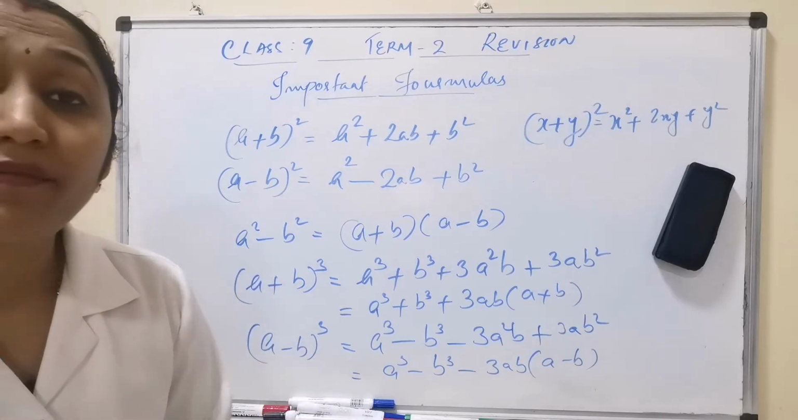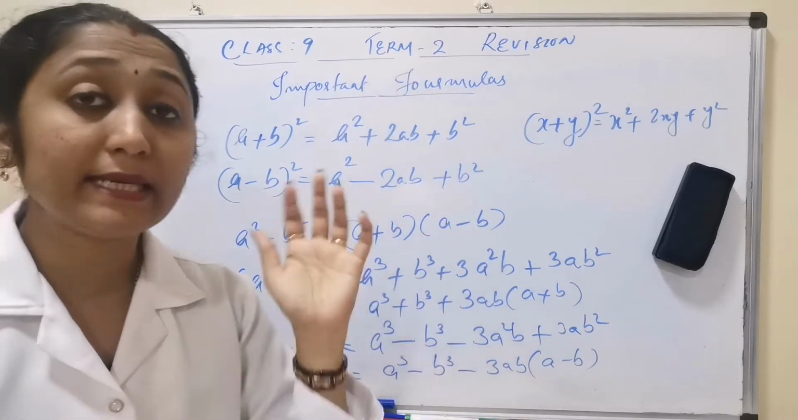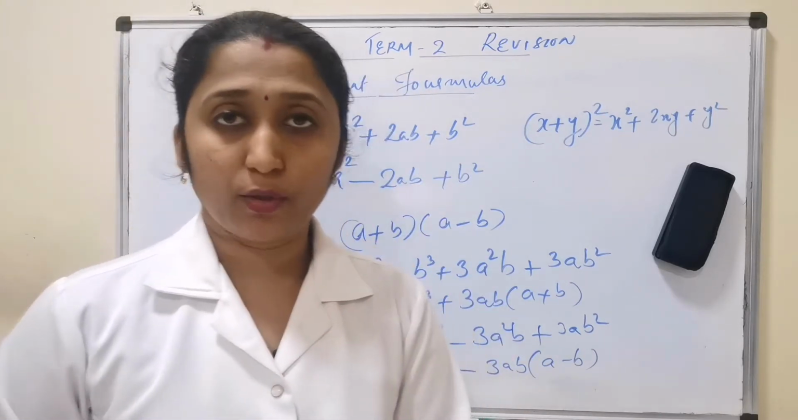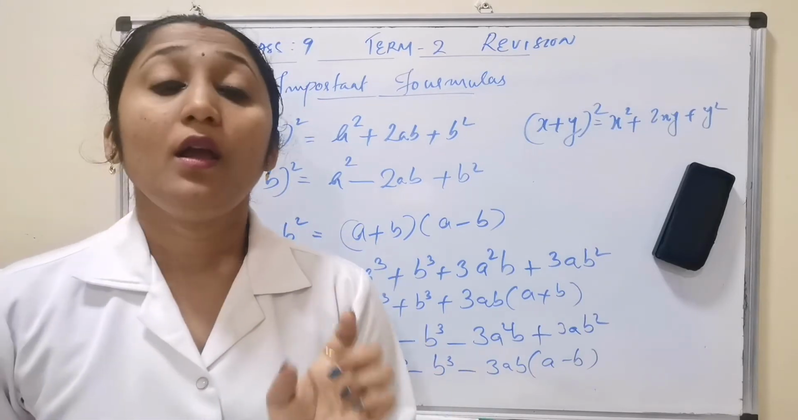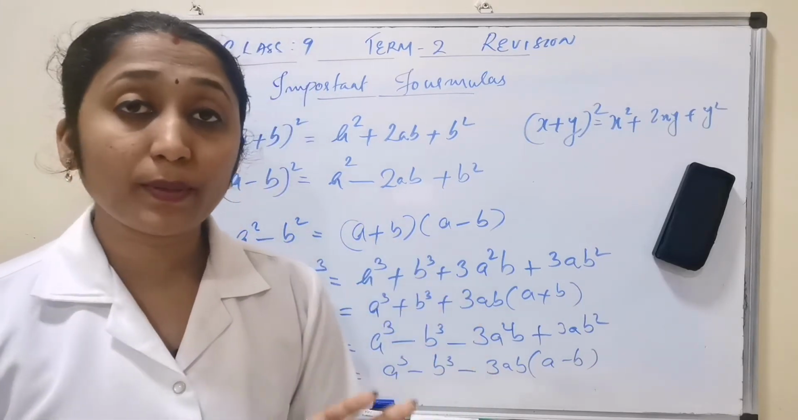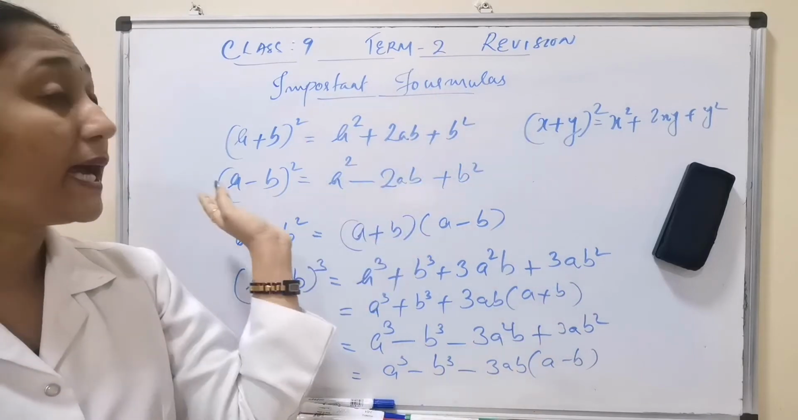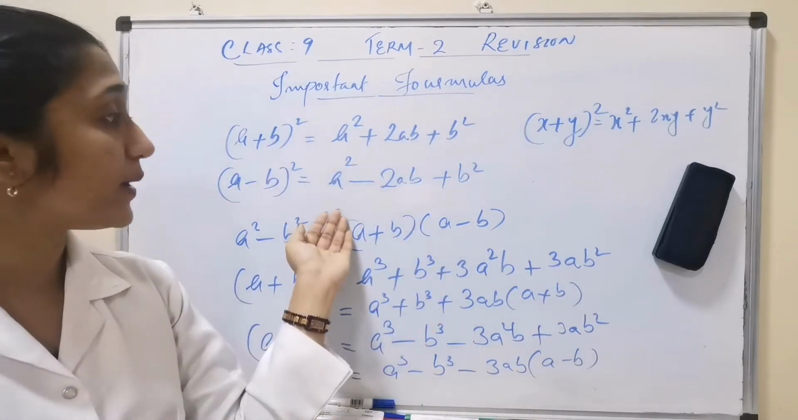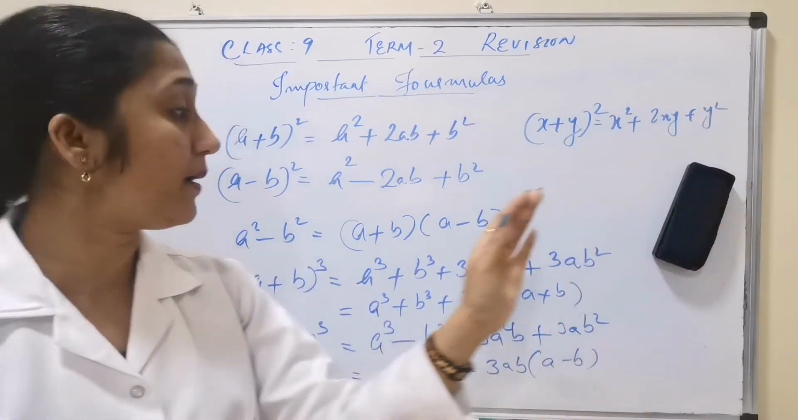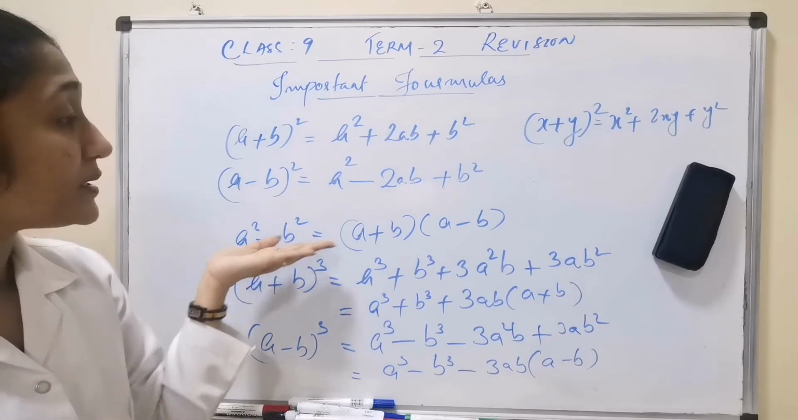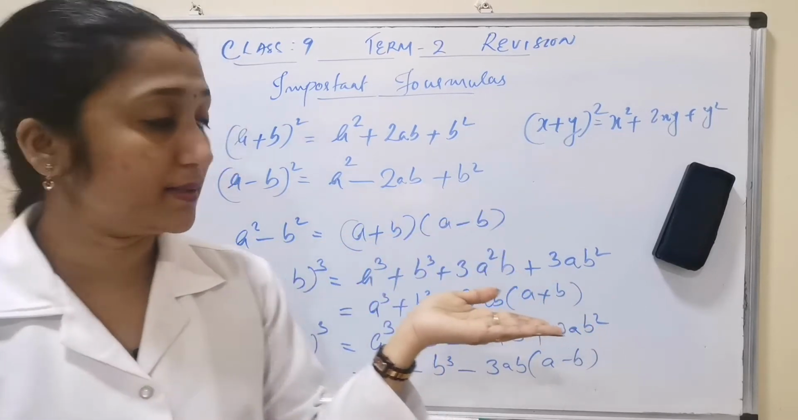These are the very important formulas or identities in your polynomial chapter. Once more, a plus b the whole square is a square plus 2ab plus b square, and a minus b the whole square is a square minus 2ab plus b square. A square minus b square means a plus b into a minus b.